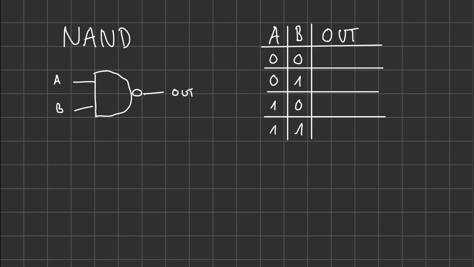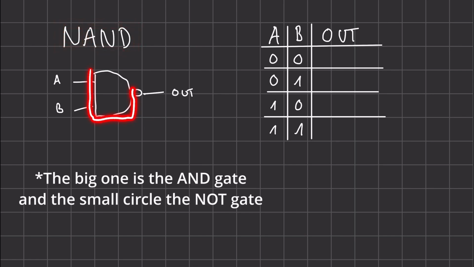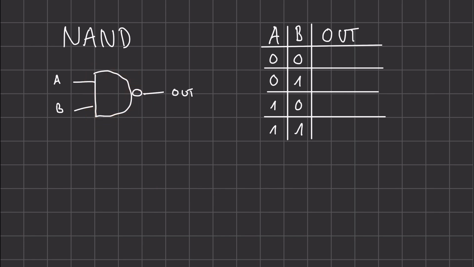The first universal gate we'll get into is the NAND gate. NAND stands for not AND. So this gate consists of a NOT gate and an AND gate. Essentially what it does is it puts the two inputs A and B into this AND gate and then passes the output of this AND gate through the NOT gate. So the behavior here is actually just the inverse of the AND gate.